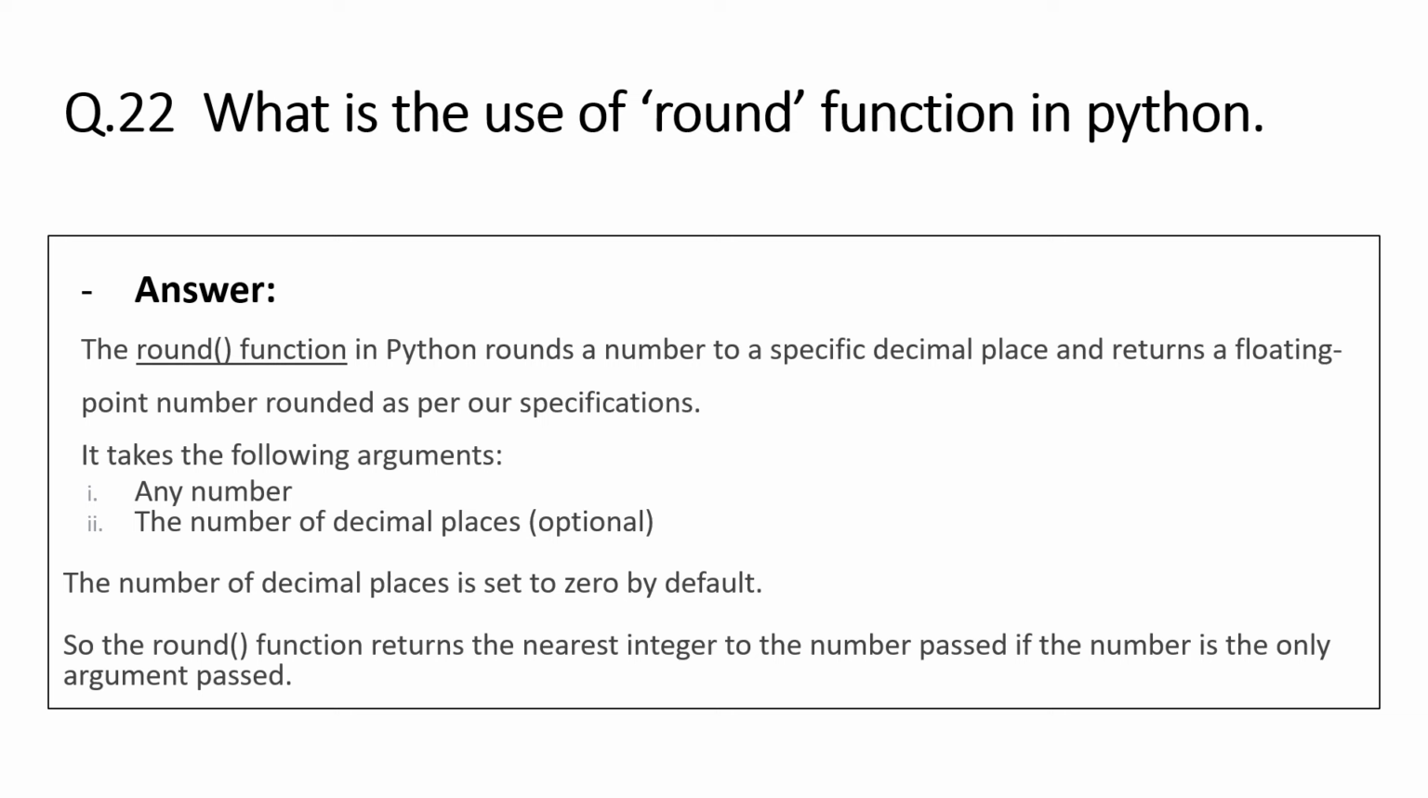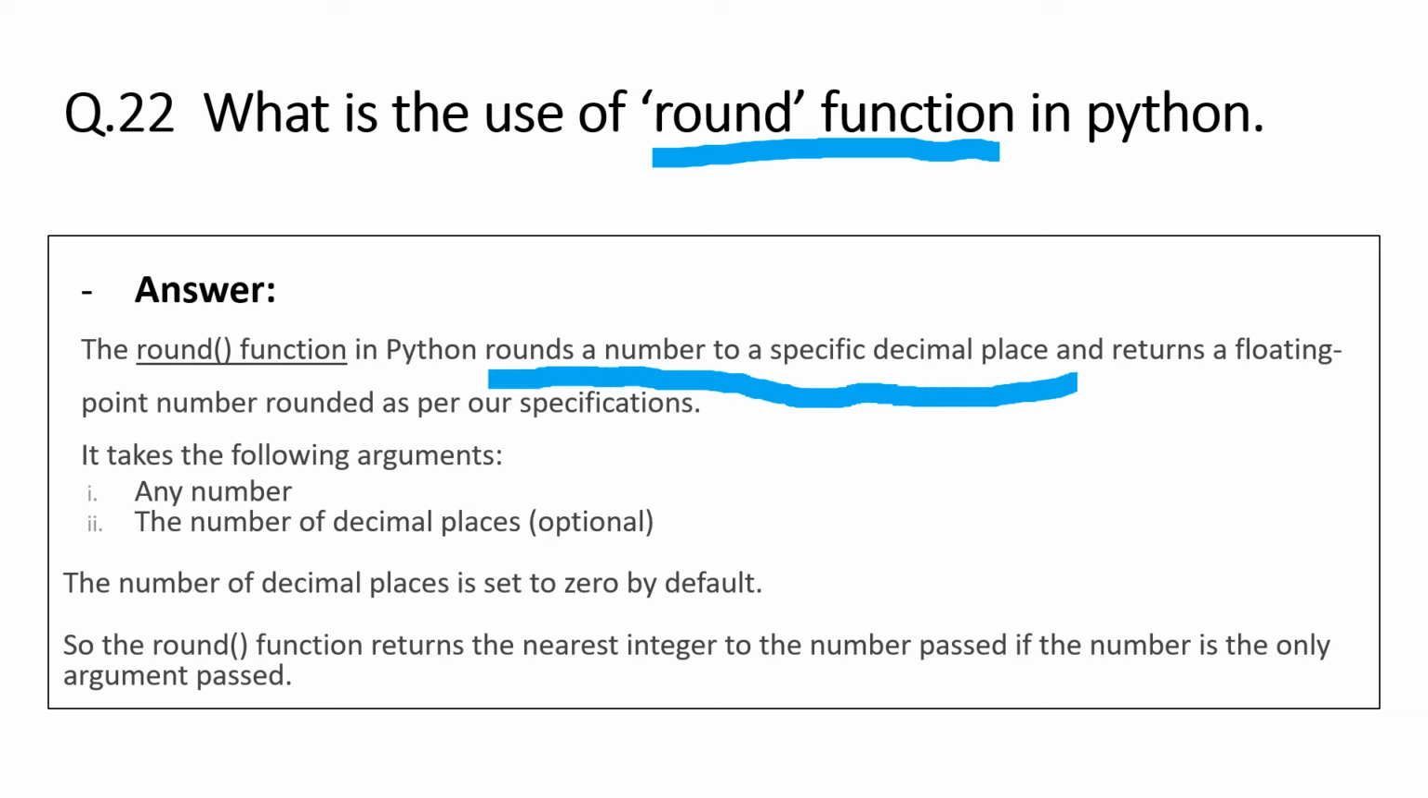Next question. Question number 22 is, what is the use of the round function in Python? The round function in Python rounds a number to a specific decimal place and returns a floating point number rounded as per our specifications. So one of the important functions, that is the round function, will round the number to a specific decimal place and return a floating point number rounded as per our specifications.